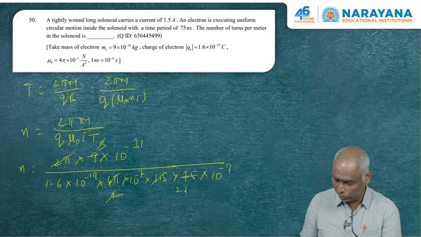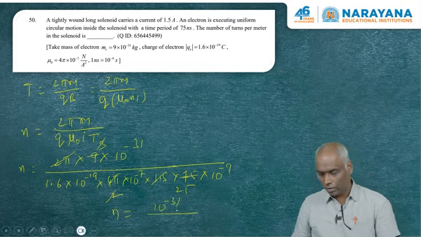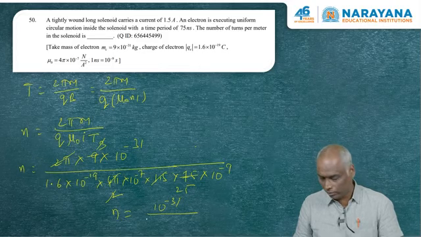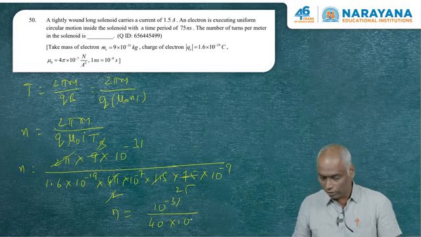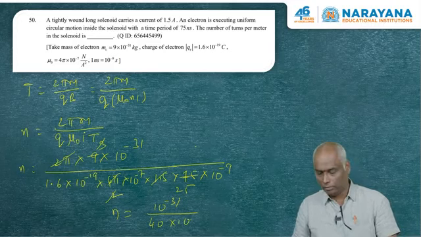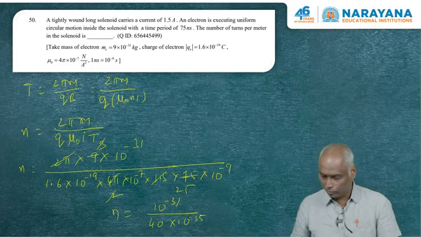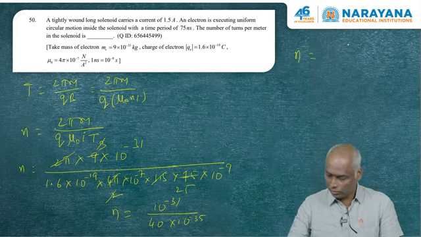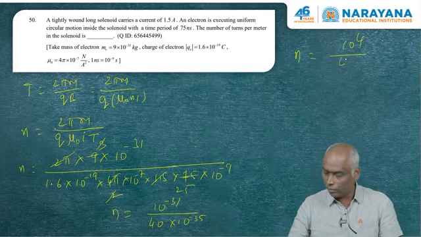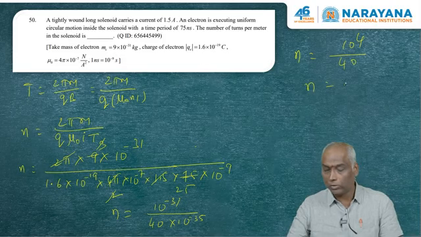3 will go 25 times. So the value of n is equal to 10 to the power of minus 31 whole divided by 1.6 into 25, which is nothing but 40, into 10 to the power of minus 19 minus 9 minus 28 minus 7, which is nothing but minus 35. So the value of n is going to be 10 to the power of 4 whole divided by 40. So this becomes 1000 by 4, which is nothing but 250 turns per meter.